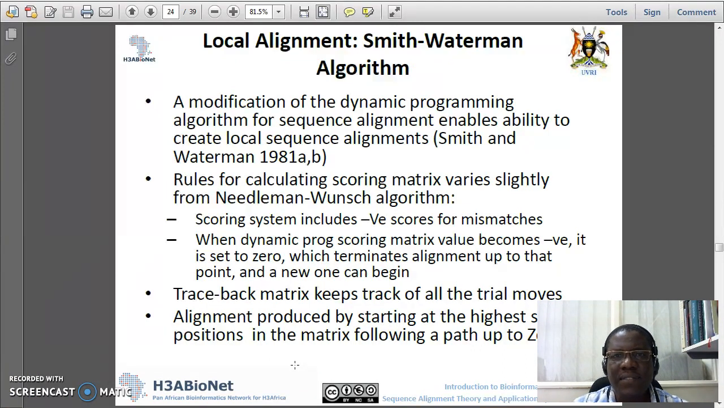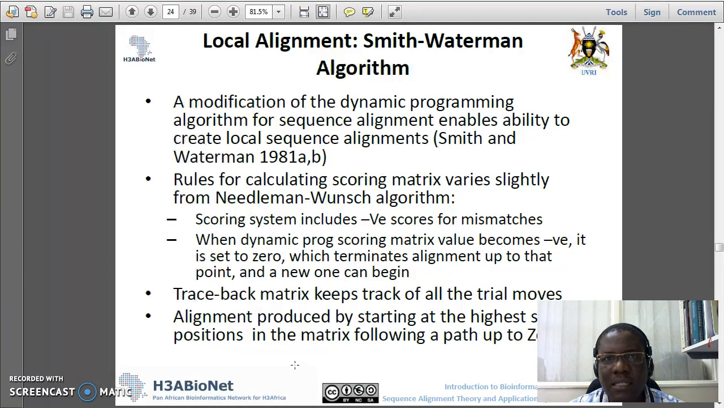Well, the other alignment option is the local alignment. And for this, we have the Smith-Waterman algorithm. It too was a modification of the dynamic programming algorithm, but this came a bit later in 1981. And the rules for calculating the scoring matrix vary slightly from the ones we saw with the Needleman-Wunsch algorithm. The main difference here is that the scoring system for this includes negative scores for mismatches, but what happens to them is that during the processing, that negative score is automatically set to 0.